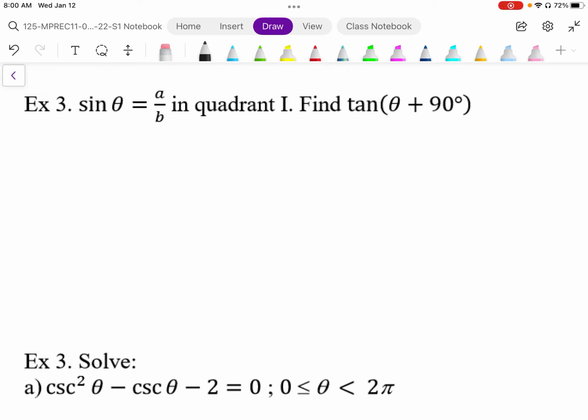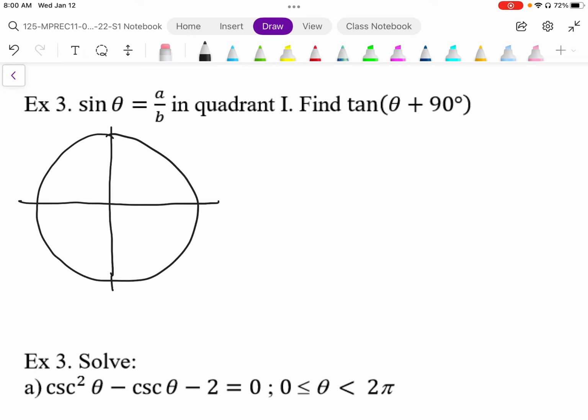So in this question here, we've been given sine theta is a over b, and it's in quadrant 1. So I'm going to first draw that out. Whenever I draw some ratio, I don't want to draw it at 45 degrees because that's going to imply that there's some symmetry involved. So in this case, I'm just going to draw the a over b like this. So there's my a, there's my b. Okay, so there's my angle theta.